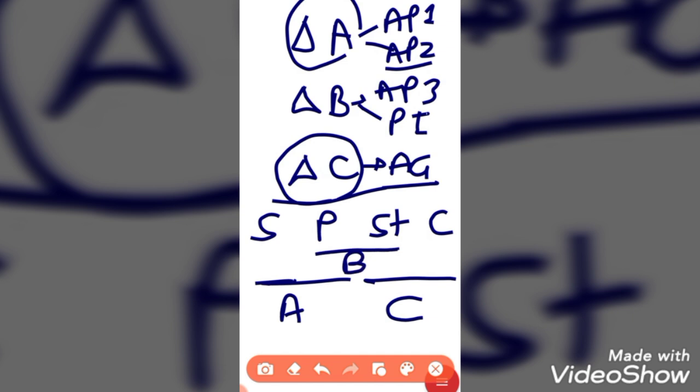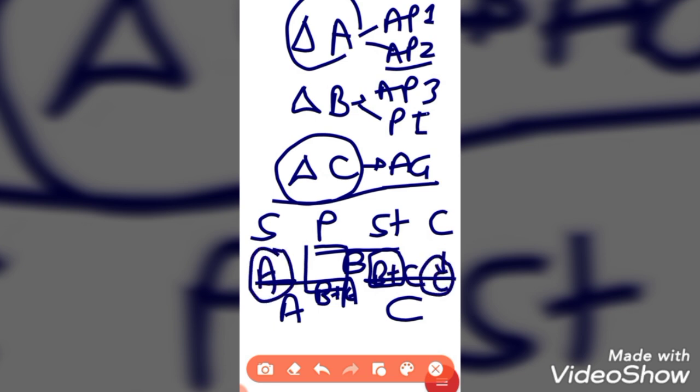So petals will form from this region, B plus A, sorry. Stamens will form from this region B plus C. Sepals will form from only A, and carpel will form from only C. So this was the concept of the ABC model of the flower.